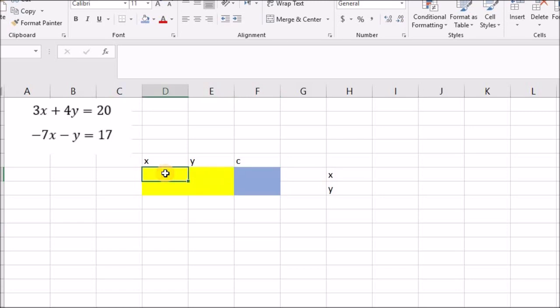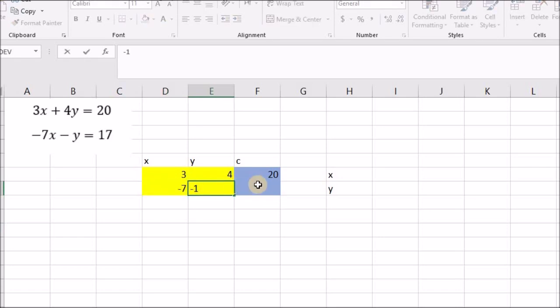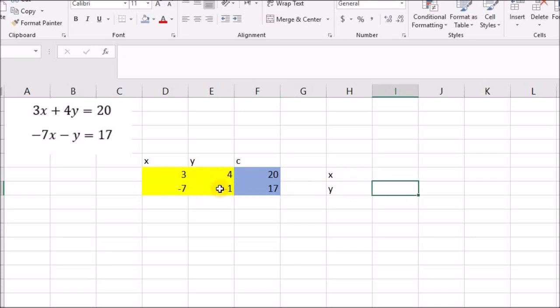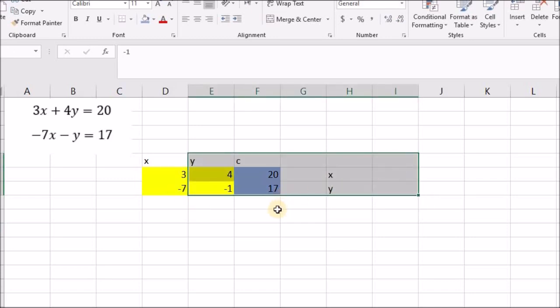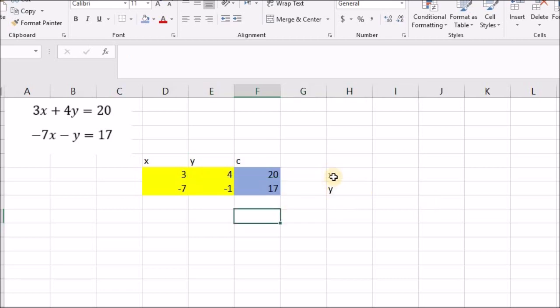And then you're going to put the coefficients in the yellow matrix. So for the first equation, the coefficient of x is 3, the coefficient of y is 4, and the constant is 20. For the second equation, the coefficient of x is negative 7, the coefficient of y is negative 1, and the constant for the second equation is 17. Okay, now that I have my matrices ready to operate on, I'm going to find the solution.